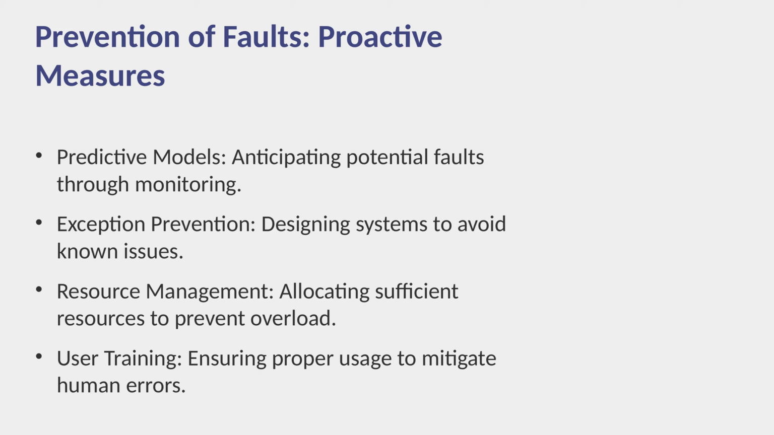Resource management is essential. Ensuring that your system has adequate resources to handle peak loads prevents overload scenarios that can result in failures. Additionally, user training plays a pivotal role in fault prevention. Often, human error can lead to faults. Providing training and clear guidelines can help mitigate these risks.